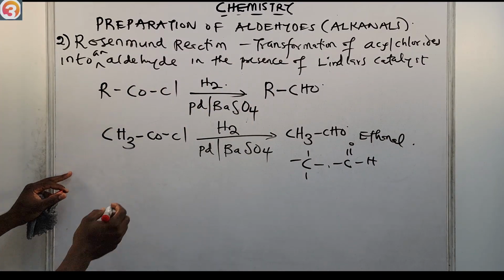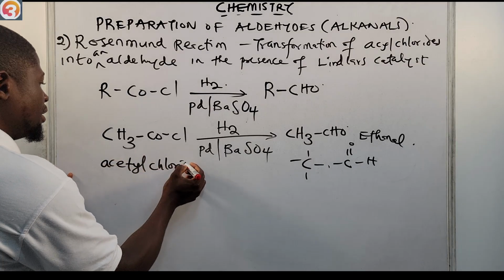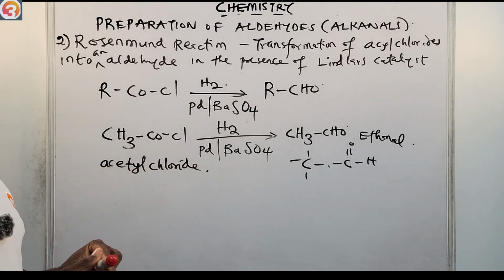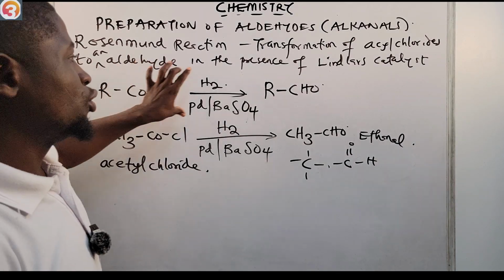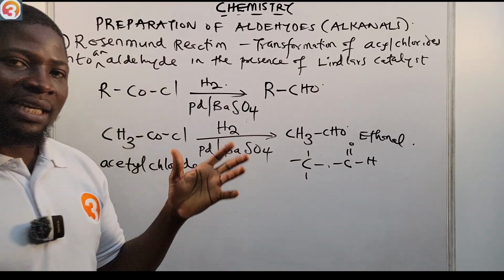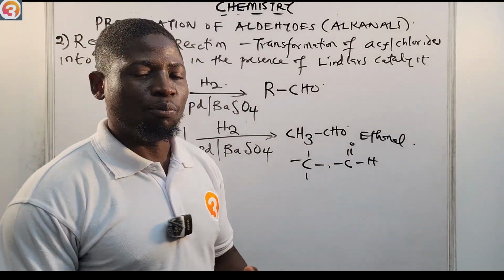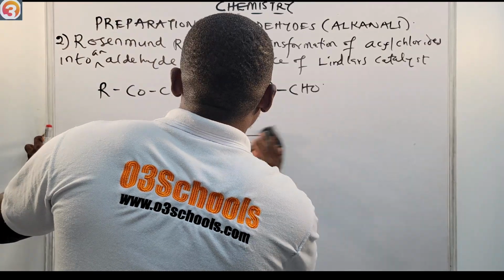This is our acetyl chloride. So it's a direct transformation, very easy: direct transformation of our acyl chloride into an aldehyde in the presence of Lindlar's catalyst. That's the second method we can use to prepare aldehydes. So let's forge ahead and look at the third method we can use.